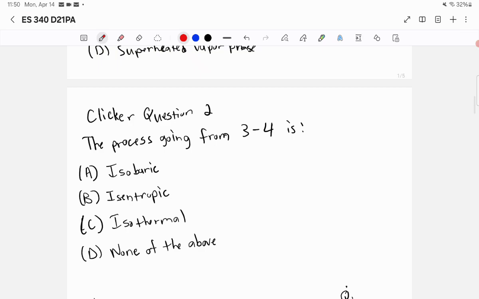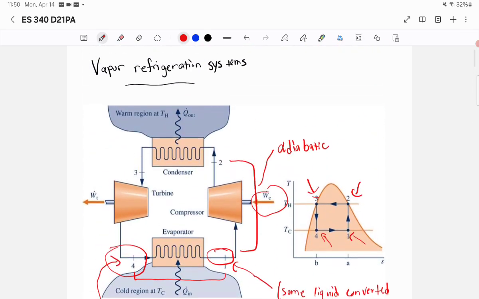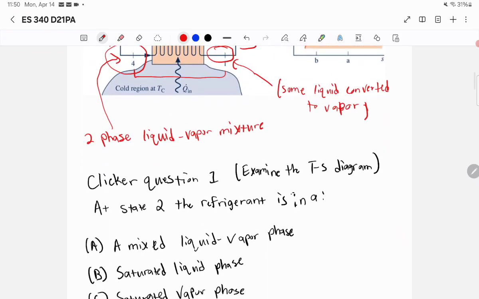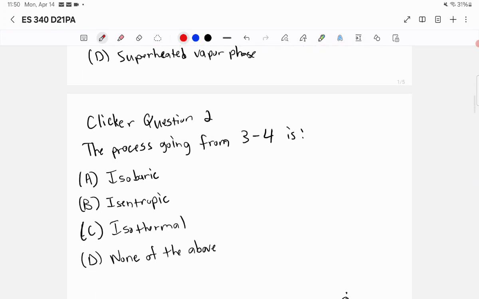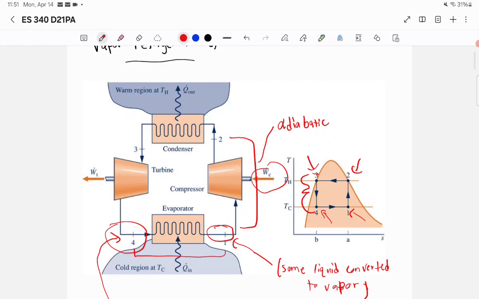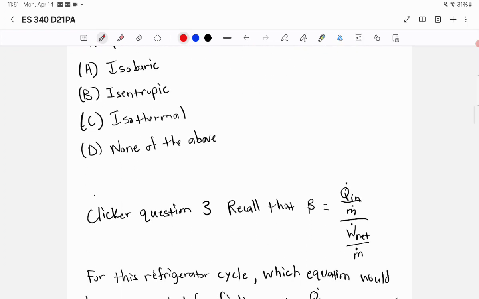The second clicker question: we want to know when we go from 3 to 4, so that's when we go from up here down to here, going 3 down to 4 here. That process is called what? Is it isobaric? Is it isentropic? Is it isothermal? Or none of the above? Okay, so when it goes from 3 to 4 here, which of those is it?